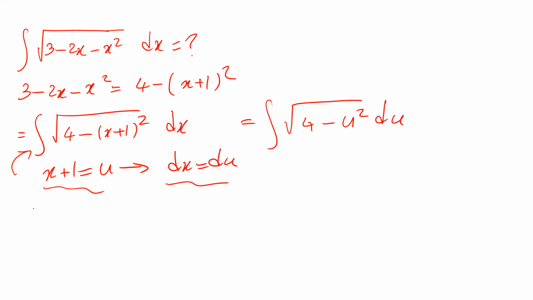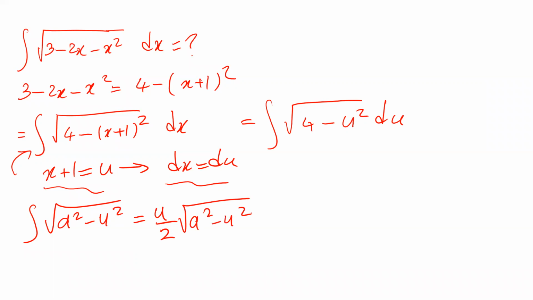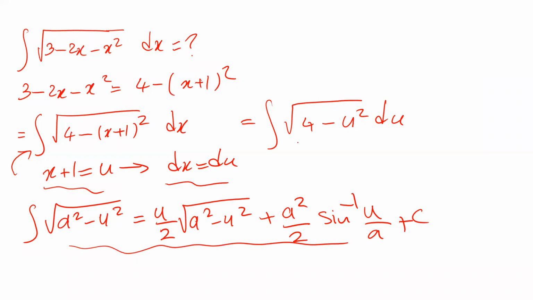So from the table of integrals there is an equation for this type of integral, that is the integral of square root of a² minus u² is equal to u divided by 2 times square root of a² minus u², plus a² divided by 2 times sine inverse of u divided by a, plus c. So this formula is given in the table of integrals. Here we can use this formula to solve this integral, and here a is equal to 2.